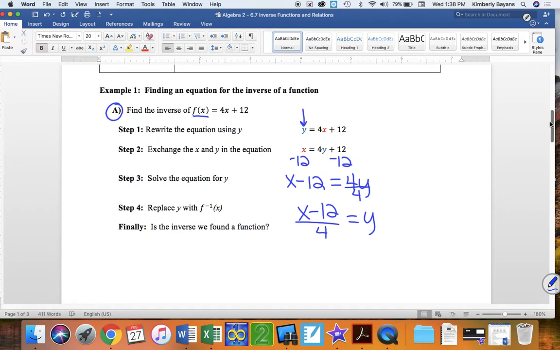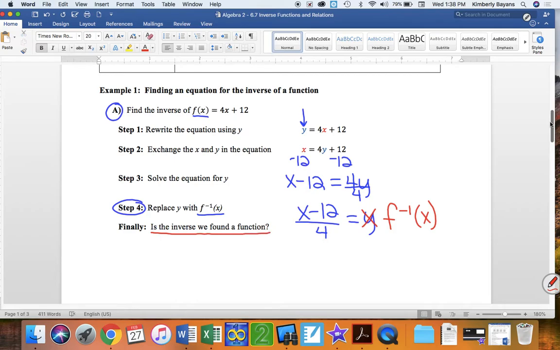There's the inverse. So then my step 4, do not forget this step 4. Let's go ahead and replace that y with the inverse of f of x. So I would basically take that y out and say the inverse of f of x is x minus 12 divided by 4. Now, finally, is the inverse we found a function?